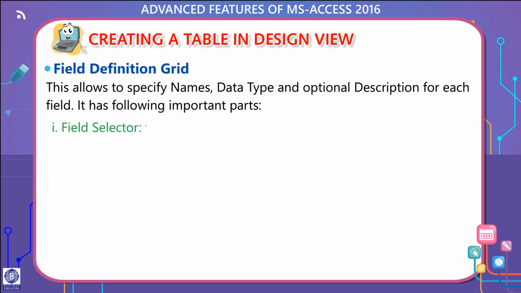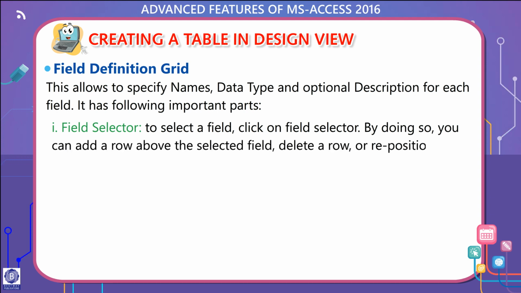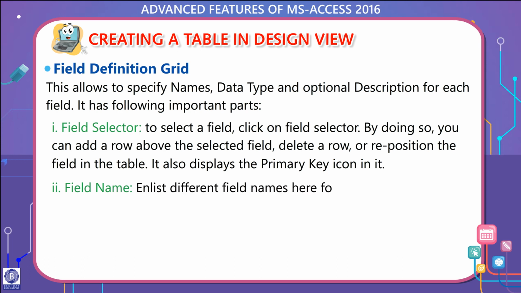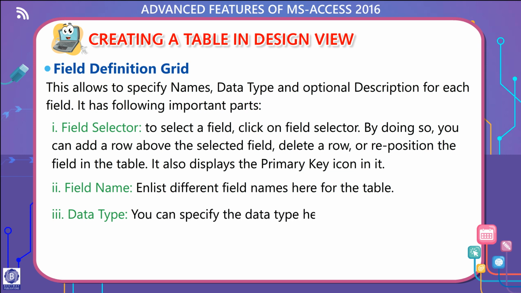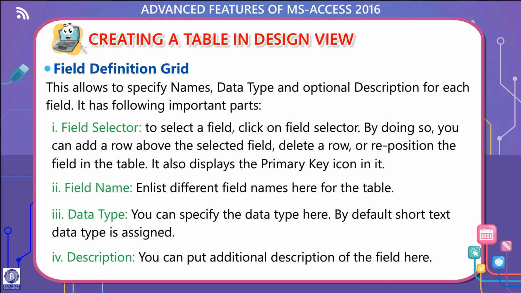Field Selector. To select a field, click on Field Selector. By doing so, you can add a row above the selected field, delete a row, or reposition the field in the table. It also displays the primary key icon in it. Field Name. Enlist different field names here for the table. Data Type. You can specify the data type here. By default, short text data type is assigned. Description. You can put additional description of the field here.